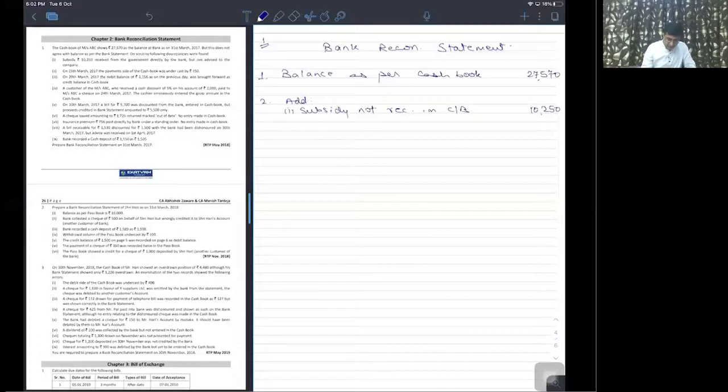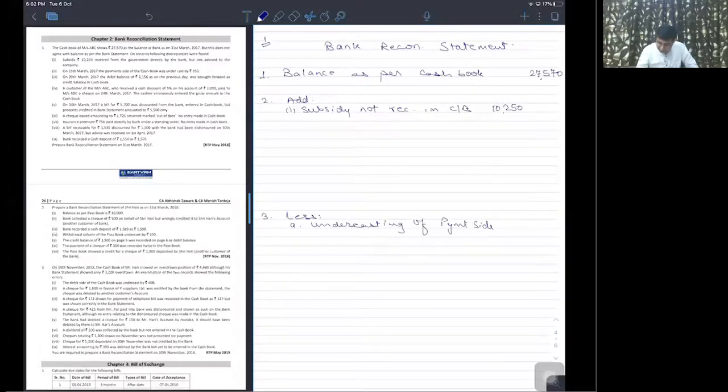So serial number 3, less, and that A, undercasting of payment side. You can write these amounts into the inner amount column also. How much? 350. Am I right? Yes, I'll go back to the cash book first.